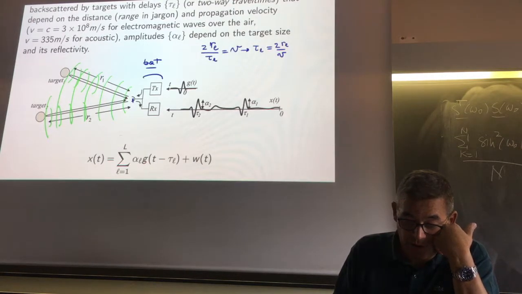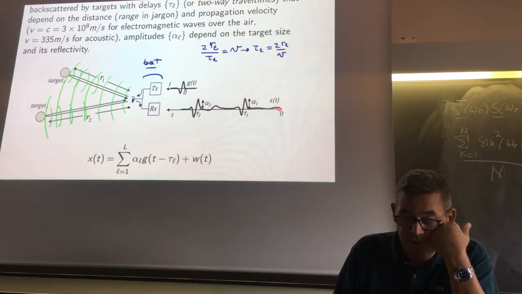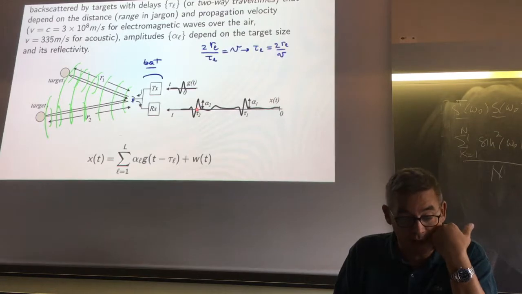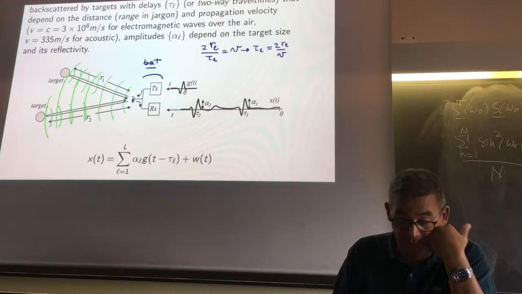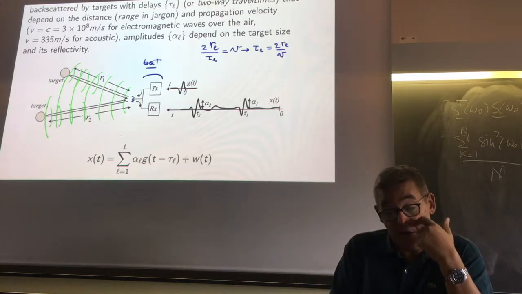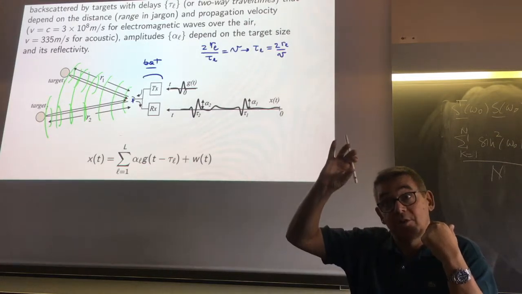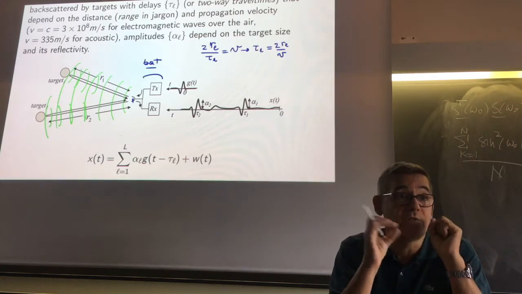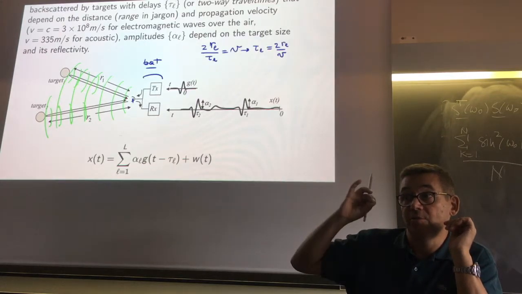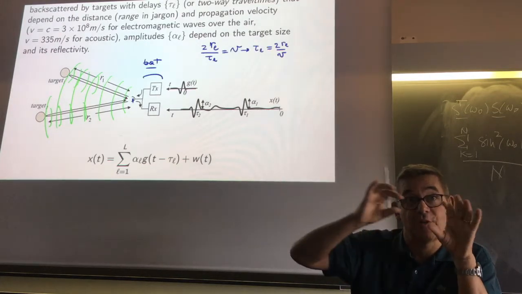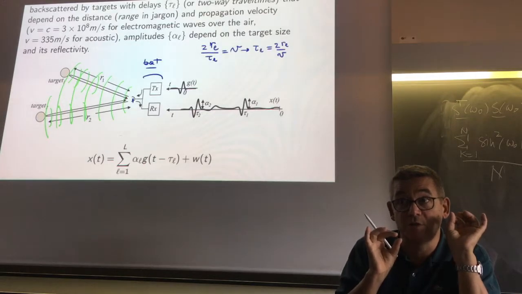don't be confused, the 0 is here. After the time tau 1, I receive the first echo. Then after the time tau 2, I receive the second echo. Tau 2 takes more time than tau 1 because it is farther away. Every echo has an amplitude. If I assume that the amplitude of g of t was 1, then I receive the amplitude of the first echo, which is alpha 1, and then the amplitude of the second echo, which is alpha 2.